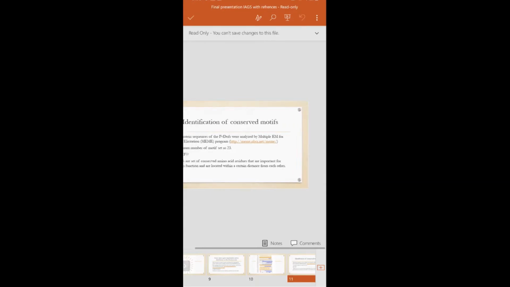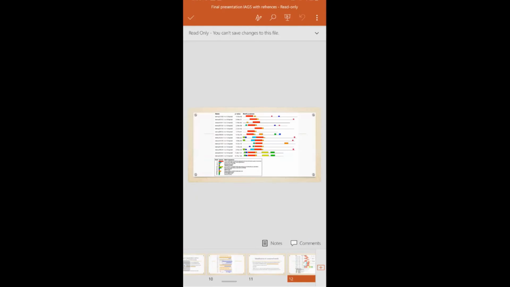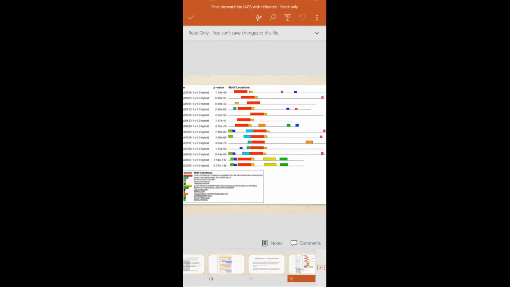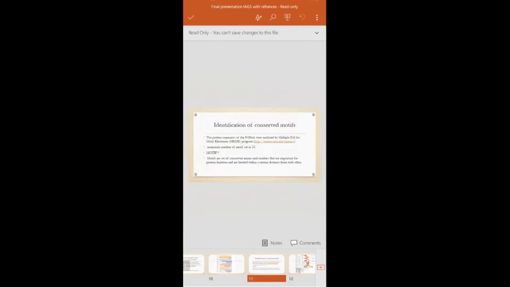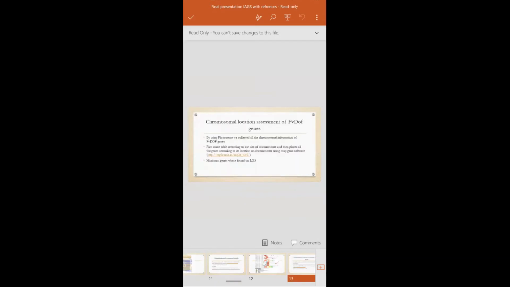My next slide is about the motifs. Another question is raised: what is a motif actually? Motifs are also conserved amino acids, and they have some more important functions in our sequences. So I did the MEME analysis on MEME Suite, and here is my analysis. The red portion tells us that in all my sequences, we have the portion of conserved motifs.